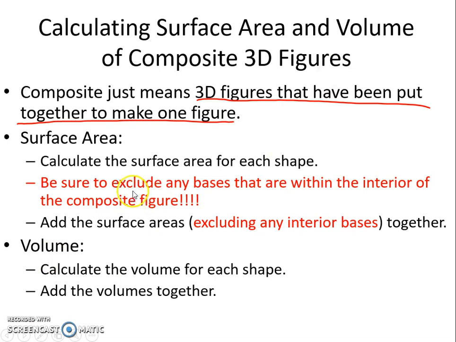So these two in red, those are important. Composite means they're just put together. So be sure to exclude any bases. Exclude means not include, right? They are within the interior of the composite figure. And add the surface areas, excluding any interior bases, together.